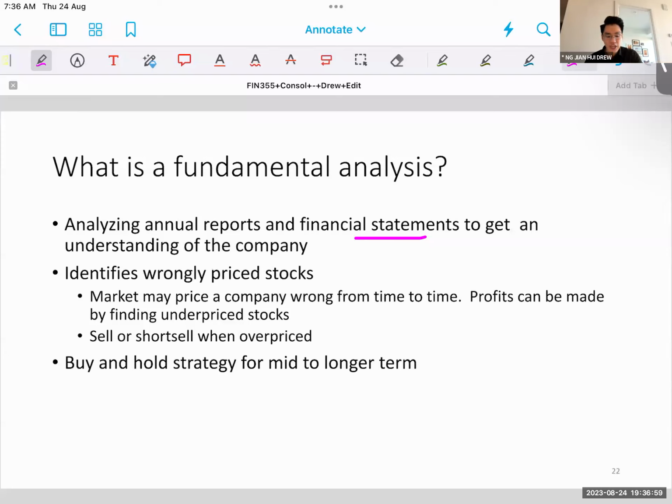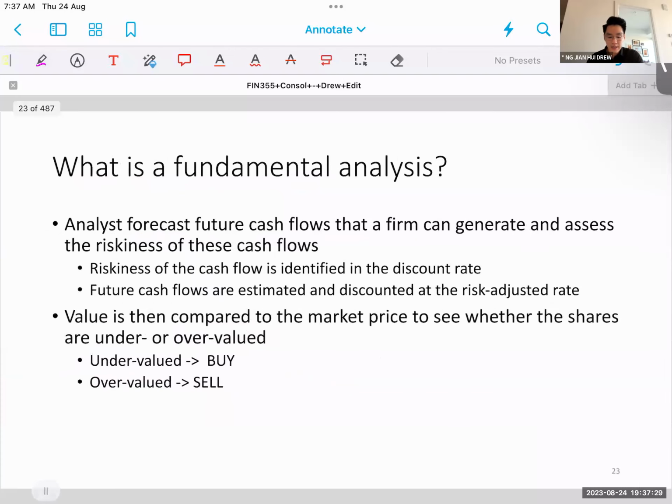So generally, if you do a fundamental analysis, the strategy is a medium or longer term holding. Fundamental analysis is more investment related. Later we'll cover a little about technical analysis, but technical analysis is more about trading. You want to make a fast profit, so that's more short-term. Fundamental analysis is an investment strategy where you hold from the medium to long term.